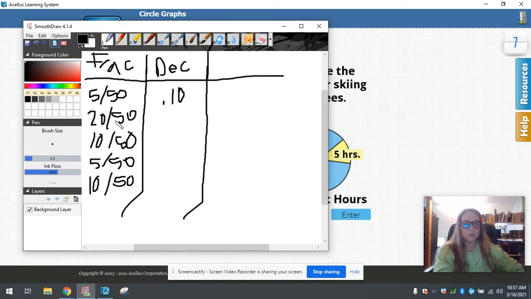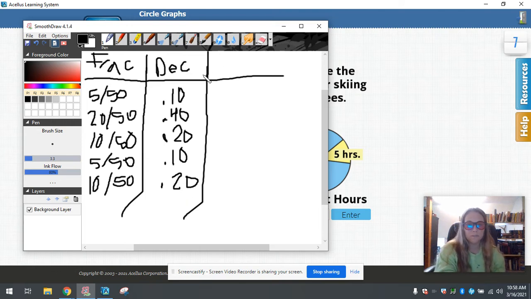20 out of 50 would be 4 times that. So I know that's going to be 0.40. 10 out of 50 would just be twice that. So I do 0.20, or you can just plug these all in your calculator. 5 out of 50, I'm going to get the same answer, 0.10. 10 out of 50, I'll get another 0.20. Okay, if you add these all up, 10 plus 40 is 50, plus 20 is 70, plus 10 is 80, plus 20, we'd have our total 100.